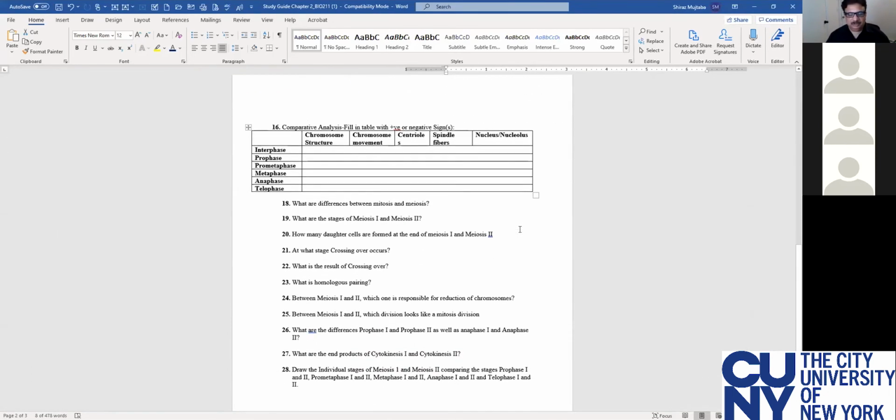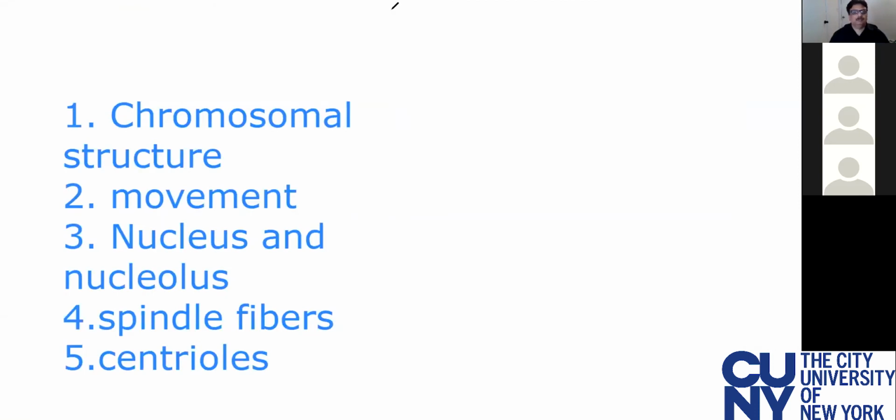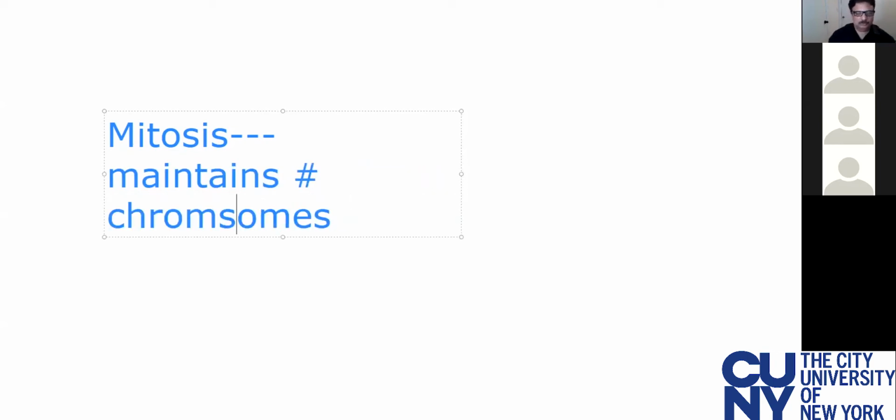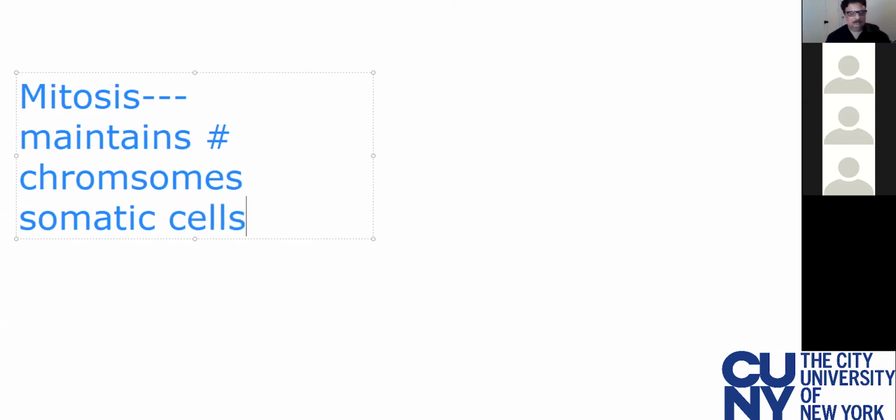What are the differences between mitosis and meiosis? I think I mentioned this in different ways, I have spoken about mitosis and meiosis. So mitosis maintains the number of chromosomes. And it occurs in somatic cells. Mitosis is not part of gamete formation.